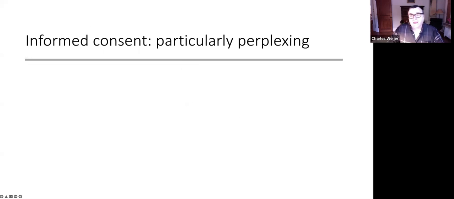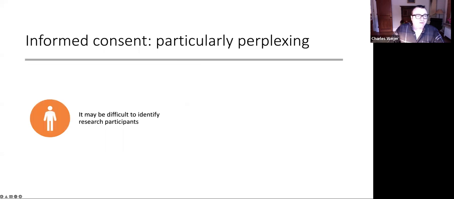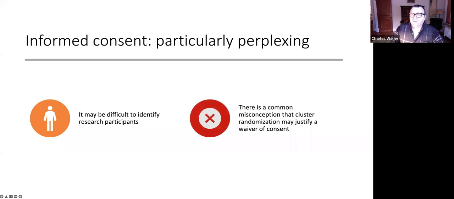But of all of these domains, I think informed consent just remains particularly perplexing. And the reasons for that are several, but part of it is just that the identification of research participants, as I've said, can be quite complicated in cluster trials. And that, of course, complicates questions of from whom informed consent is required. But that's not the only thing going on here. I think part of what's going on, to be frank, is a common misconception that the use of cluster randomization itself may justify not obtaining informed consent.